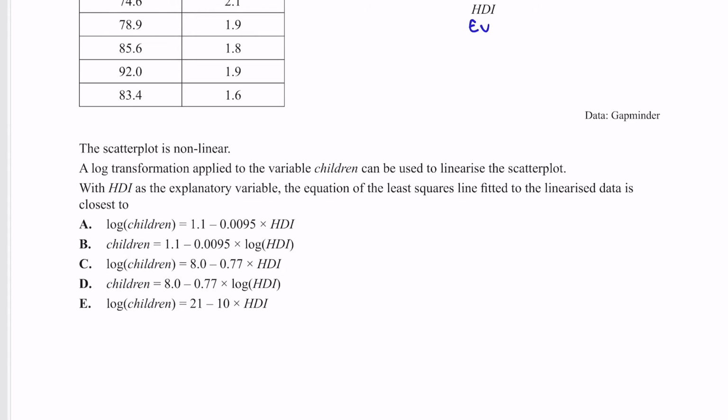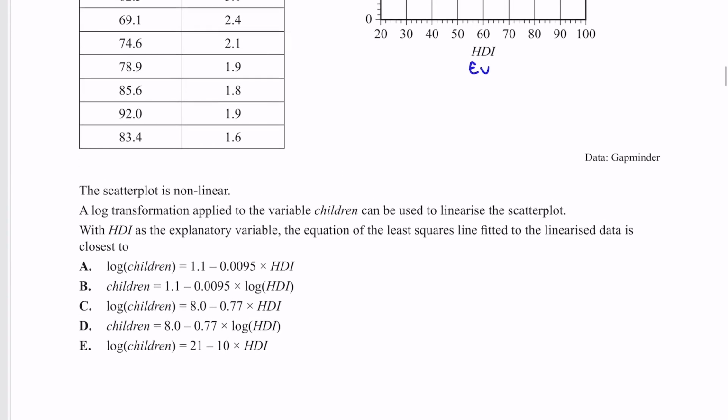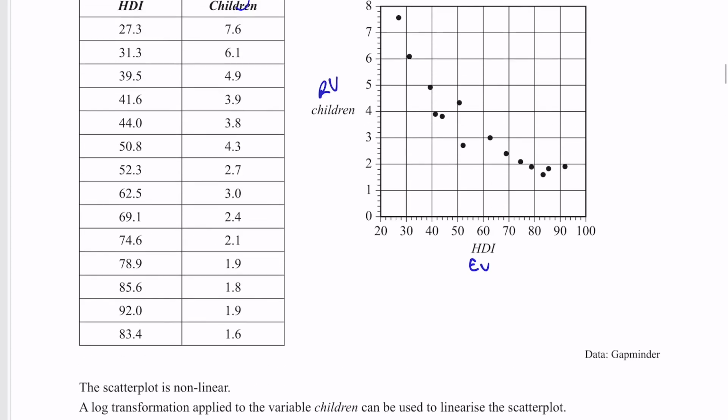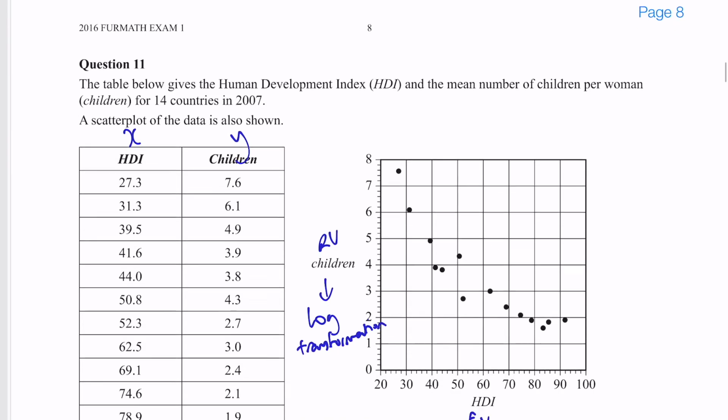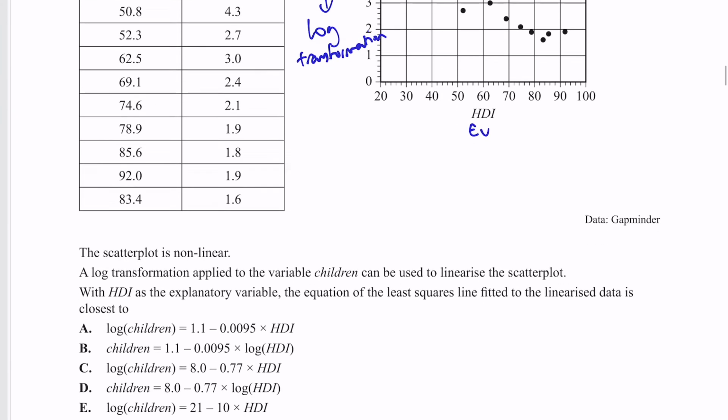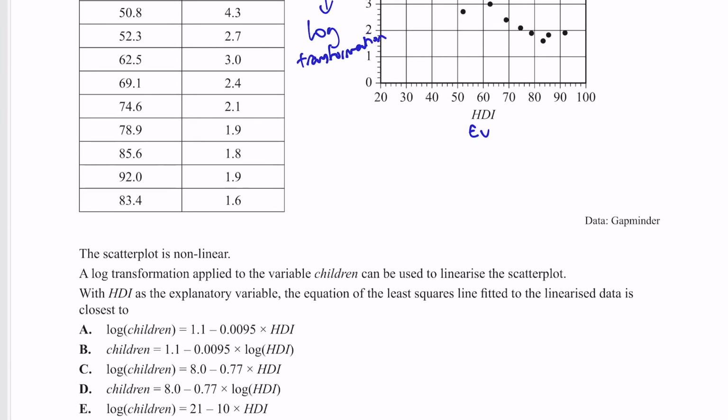So it's saying the scatter plot is nonlinear. Log transformation applied to the variable children can be used to linearize. So it's saying that a log transformation is applied to Y. So log transformation. Okay, so we are changing Y.